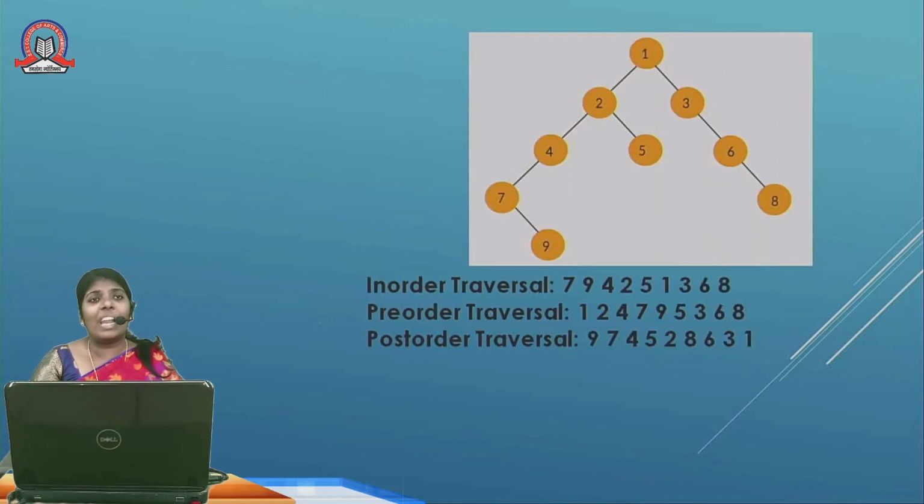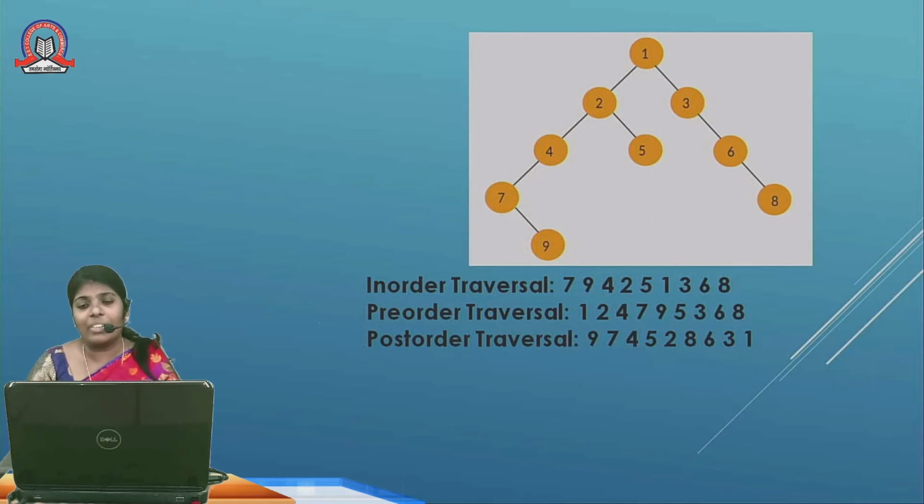Okay, so now we can see the example, in-order traversal first. What is the concept? First we go for the left subtree, then root, then right. So first we want to see the left child. Here the left child is 7, but you want to see the right, that is 9. Then again you go for the left child 4, then the root 2. Then 5, then 1, then 3, 6, 8.